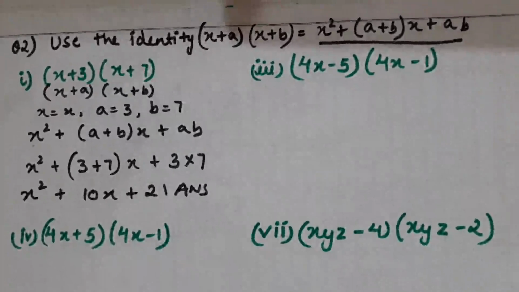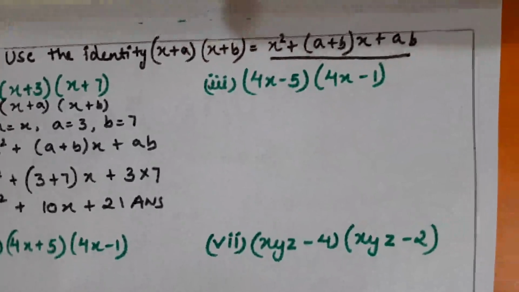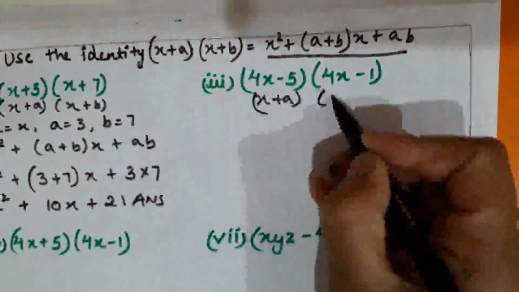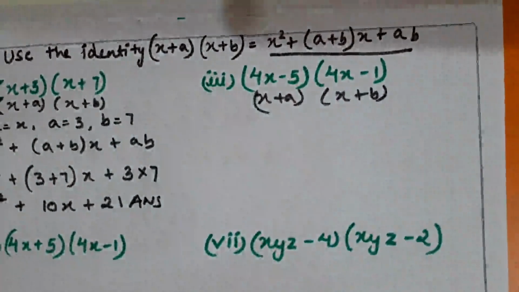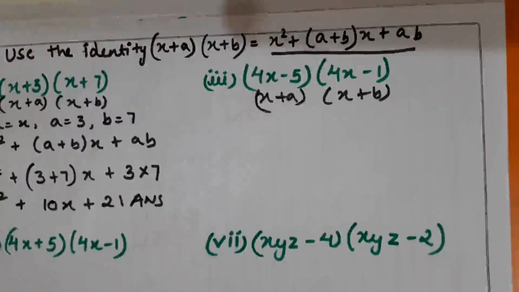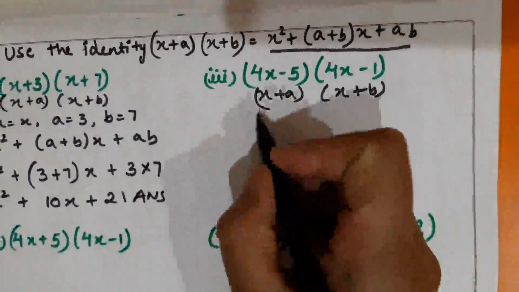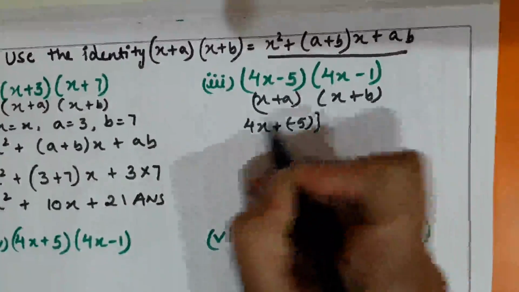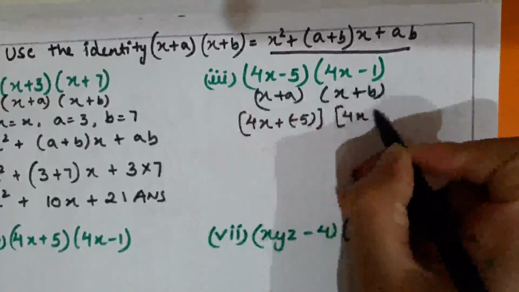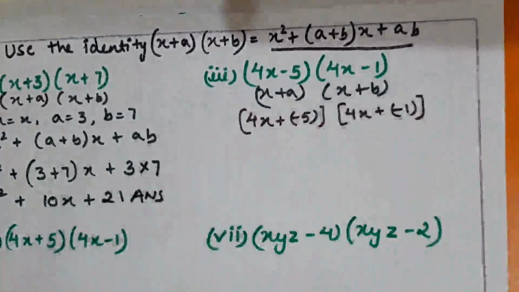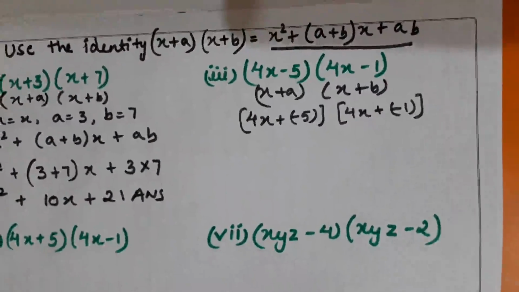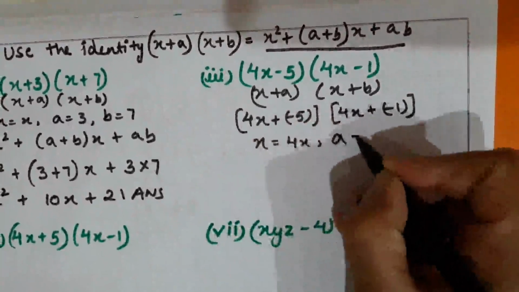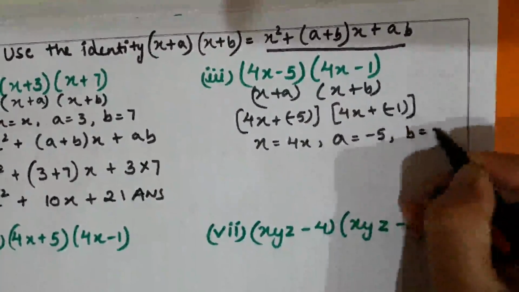Getting my point? Now let's move to the next part, 3rd part. Again the second part we are skipping here. Now if you concentrate here, negative signs are there, but in our formula the positive sign is there. So let's convert this into the formula form: (4x plus minus 5), and in this way we can also write (4x plus minus 1). So now this question is equal to our formula. Here x is 4x, a is minus 5 and b is minus 1.